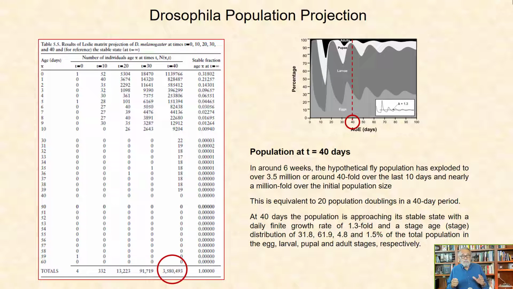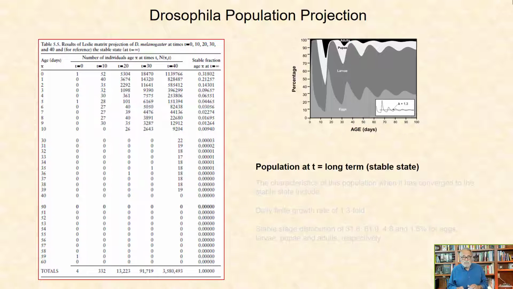At 40 days, the population is approaching its stable state with a daily finite growth rate of 1.3-fold and a stage distribution of 32%, 62%, 5%, and 1.5% of the total population in the egg, larval, pupal, and adult stages, respectively. These values are all quite close to the stable state described next.